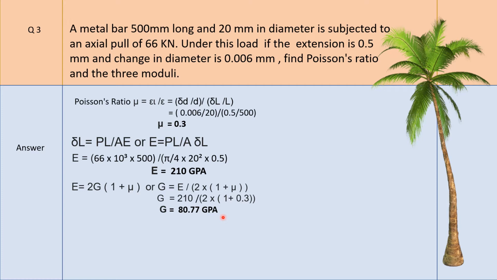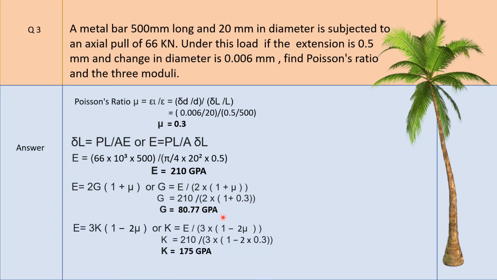Then let's calculate the third modulus, that is bulk modulus K. So E is equal to 3K into bracket 1 minus 2 mu, or K is equal to E divided by 3 into bracket open 1 minus 2 mu, first bracket close, second bracket close. Substitute the values. E is 210 divided by bracket open 3 into bracket open 1 minus 2 into mu is 0.3, first bracket close, second bracket close.